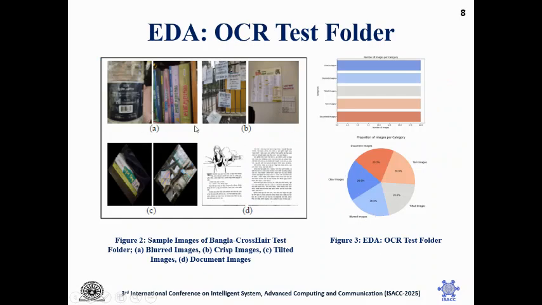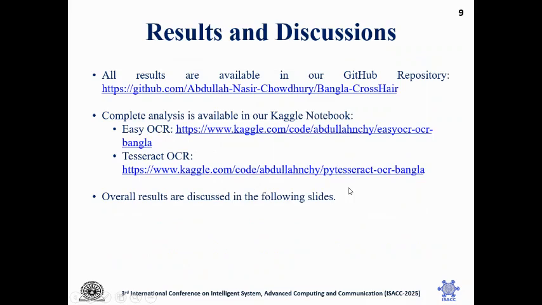So here's a sample of the dataset. A here are blurred images, B here are crisp images, C are tilted images, and D are document images. There's also an instance of torn images. Now, at the time of creating this research paper, there were exactly 100 total images: 20% each category, 20 images per category, and 100 total images in the OCR test folder.